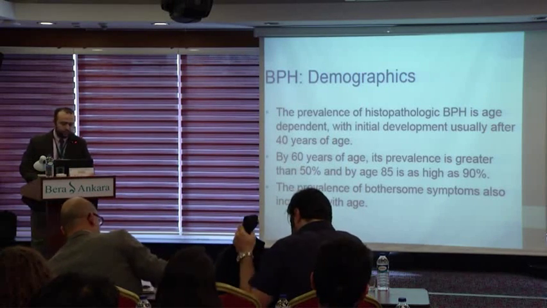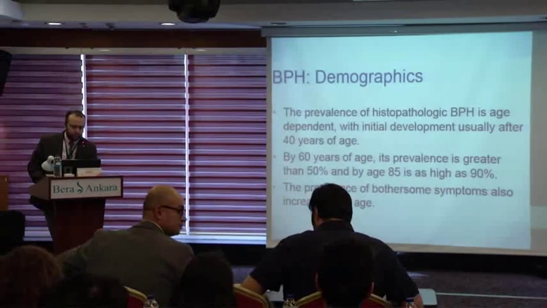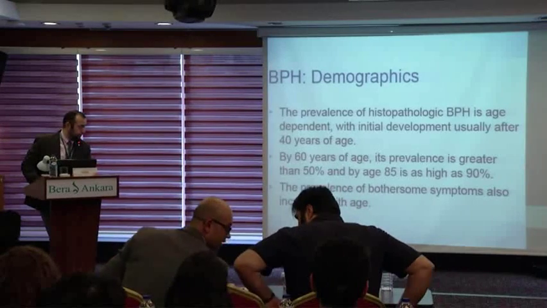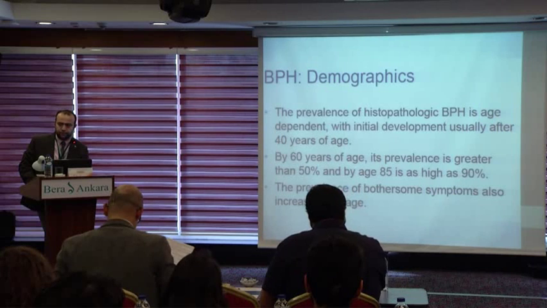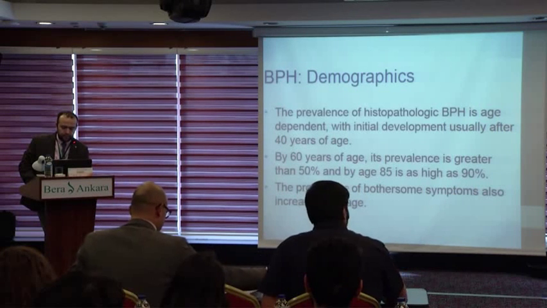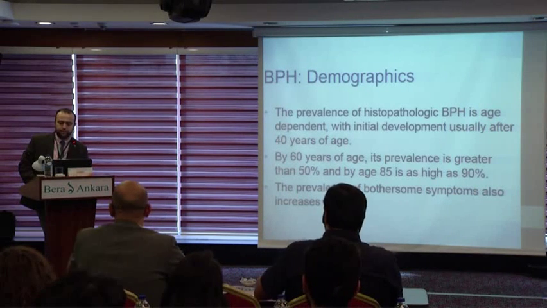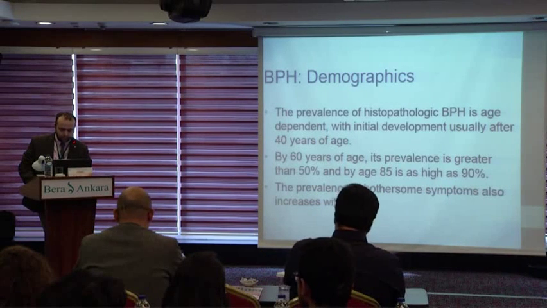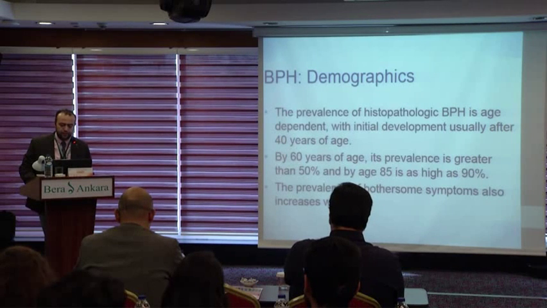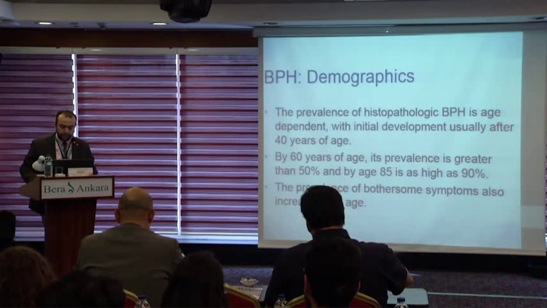Defining the demographics, the prevalence of histopathologic BPH is age dependent, and it is usually seen after the age of 40. By 60 years of age, the prevalence is getting higher, approximately 50%, and by the age of 85, it becomes 90%.